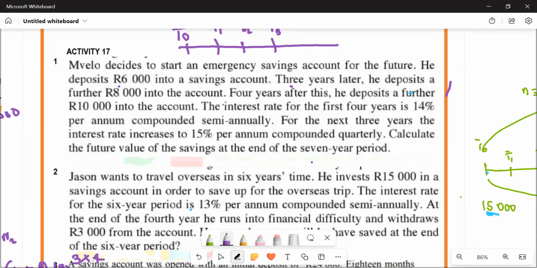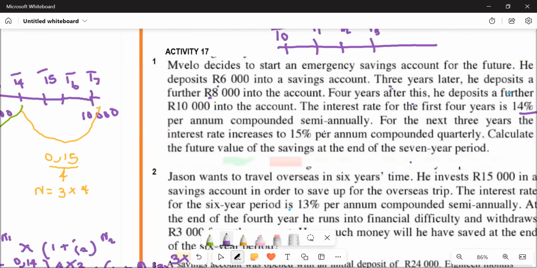Okay. They say then, 4 years after depositing the 8,000, he deposits 10,000 into the account. The interest rate for the first 4 years is as follows, per annum compounded semi-annually. And then for the next 3 years, it's 15% per annum compounded quarterly. Calculate the future value at the end of the 7-year period. Let's go and check what is happening here.